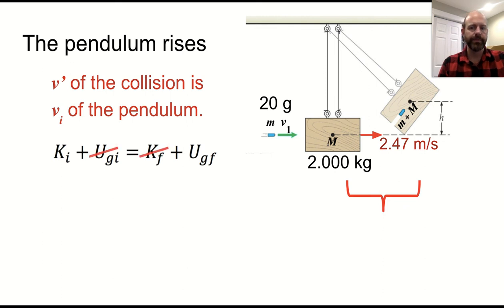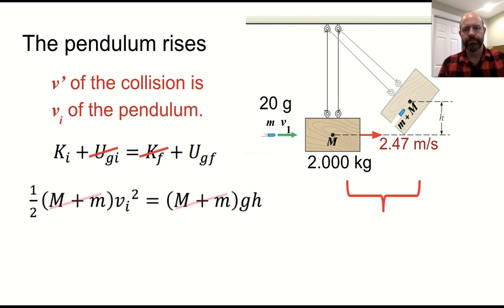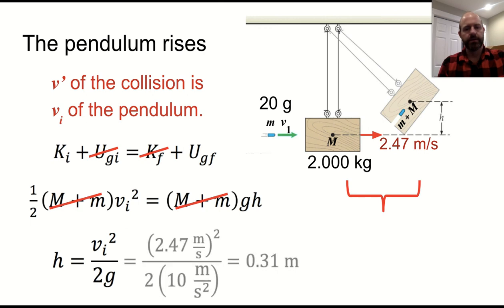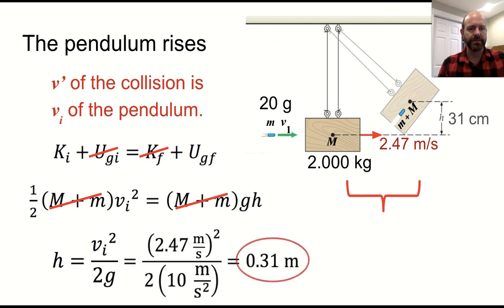Conservation of energy. Notice it's the total mass that's swinging upward, M plus m, big and little together. But it doesn't really matter because they cancel out here, because the same mass is moving in conservation of energy. And so we end up with 0.31 meters as the height up to which it swings.